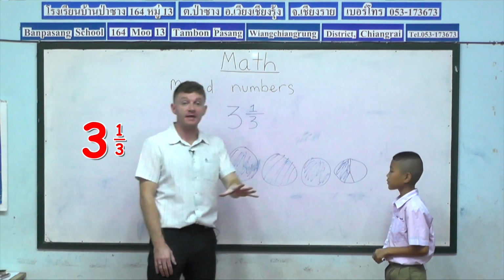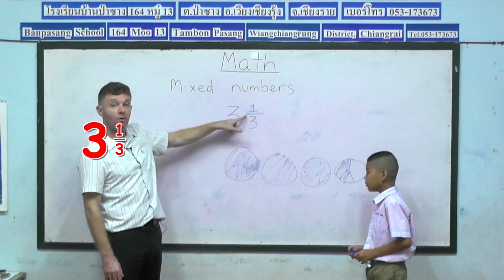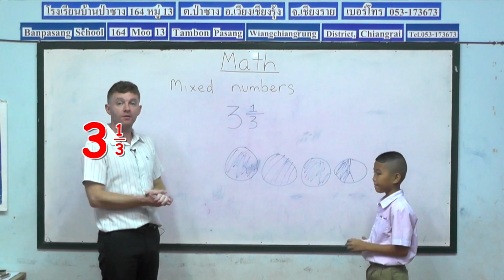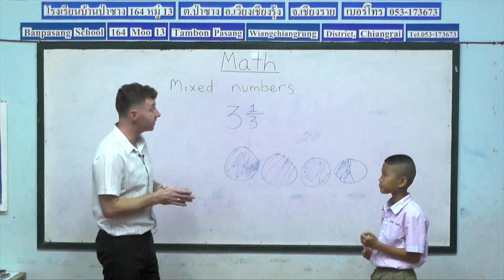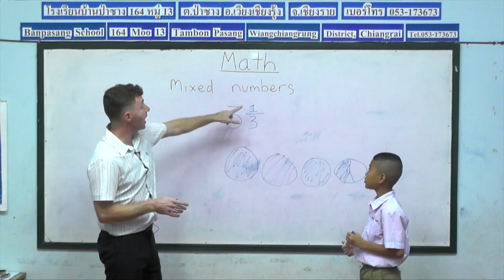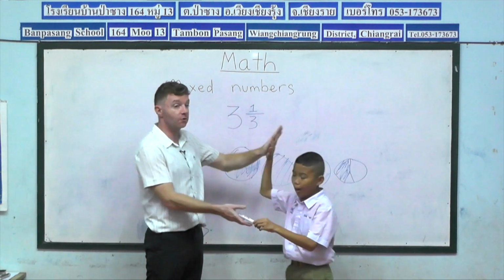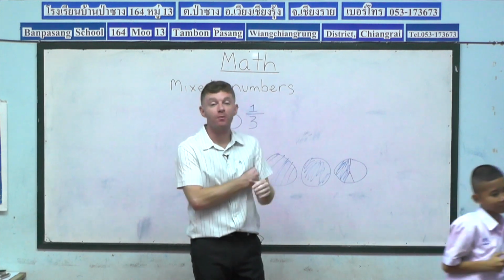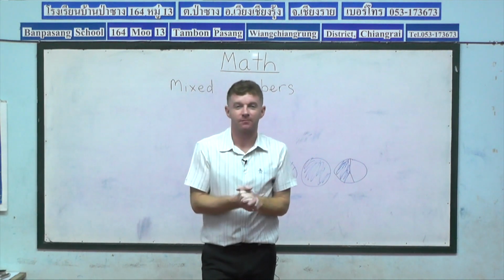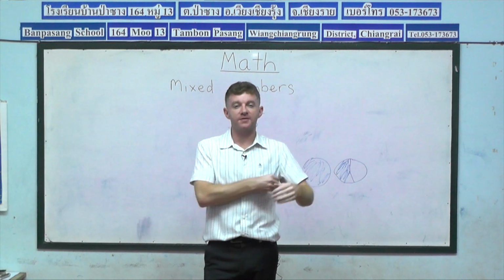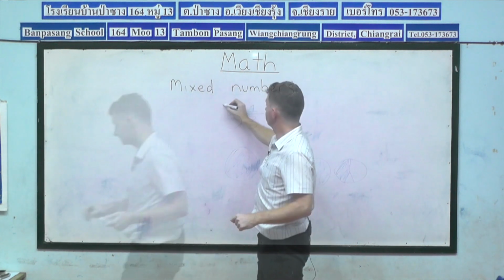So we can say, guys, 3 and 1 over 3, or 3 and 1/3. Can you say it? 3 and 1/3. That's brilliant. Very well done. High five and big round of applause for Bang Bon, guys. Let's do one more together and then we can move on. But first, I need to clean the board.